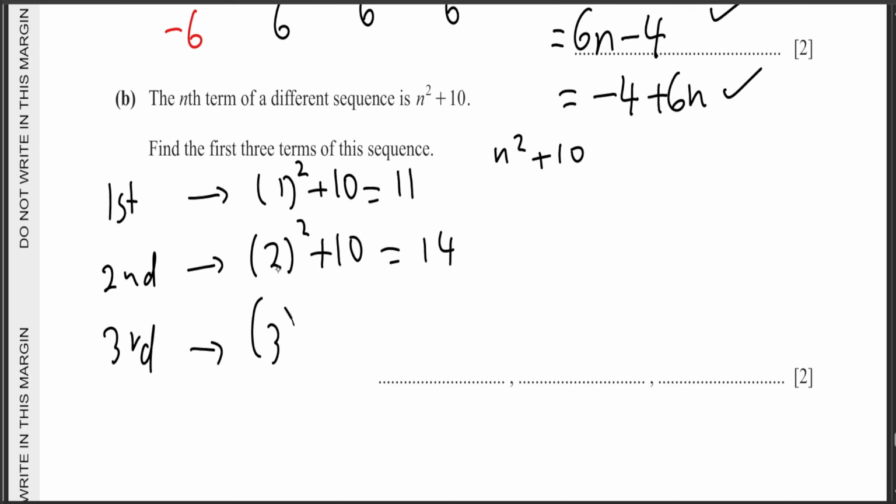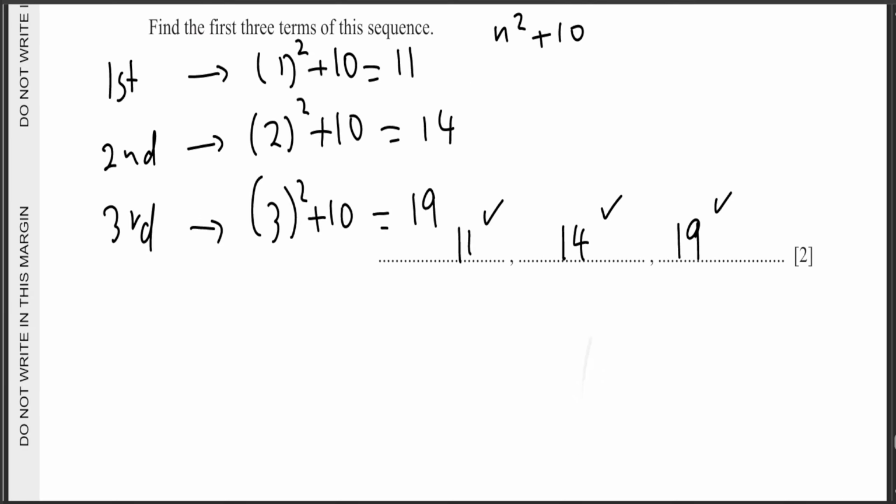And this one is going to be 3 squared plus 10, which is 3 squared is 9, plus 10, which will give you 19. So your answer is 11, 14, and 19. So those are your answers. And I think that concludes the lesson.